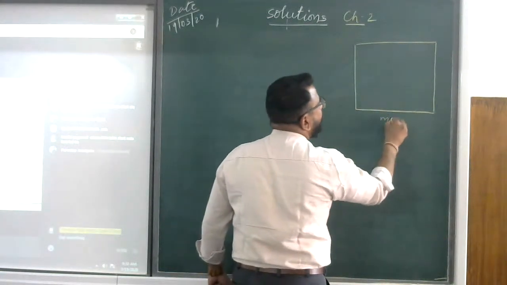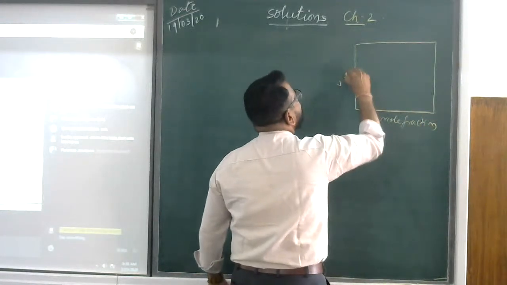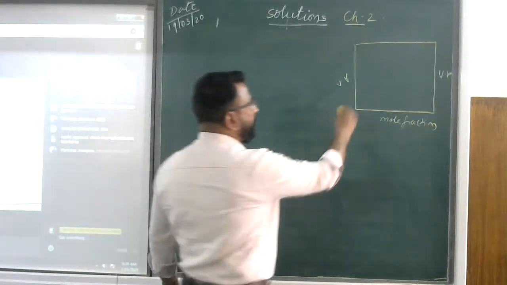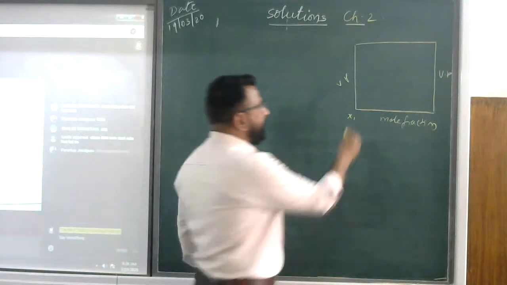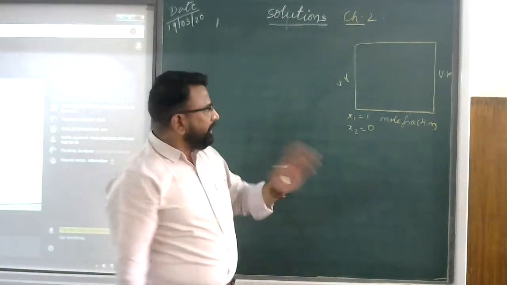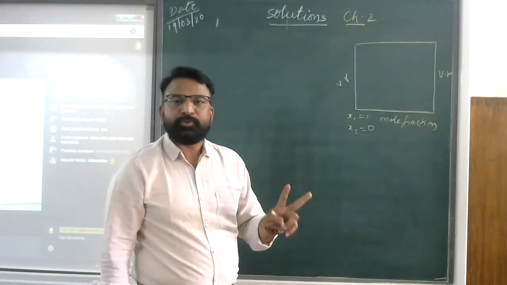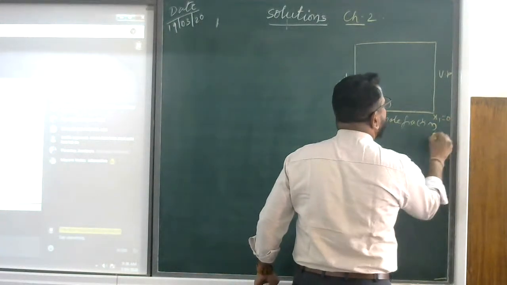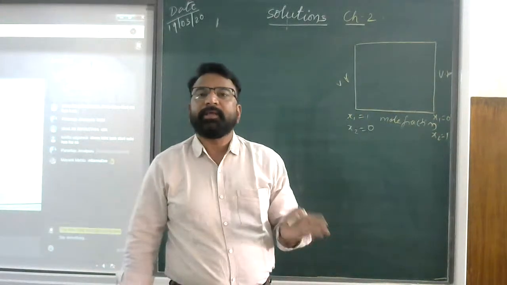Here we take the mole fraction, and here vapor pressure, and that side also vapor pressure. Actually, it's a combination of two graphs. The first one, at this point, we will take x1, that is the mole fraction of the first liquid, as 1, and x2 will be equal to 0, because initially only the first liquid is present and the second liquid is absent. In the second part, we'll see that x1 will be equal to 0 and x2 will be equal to 1. In this part, the second liquid will be maximum.